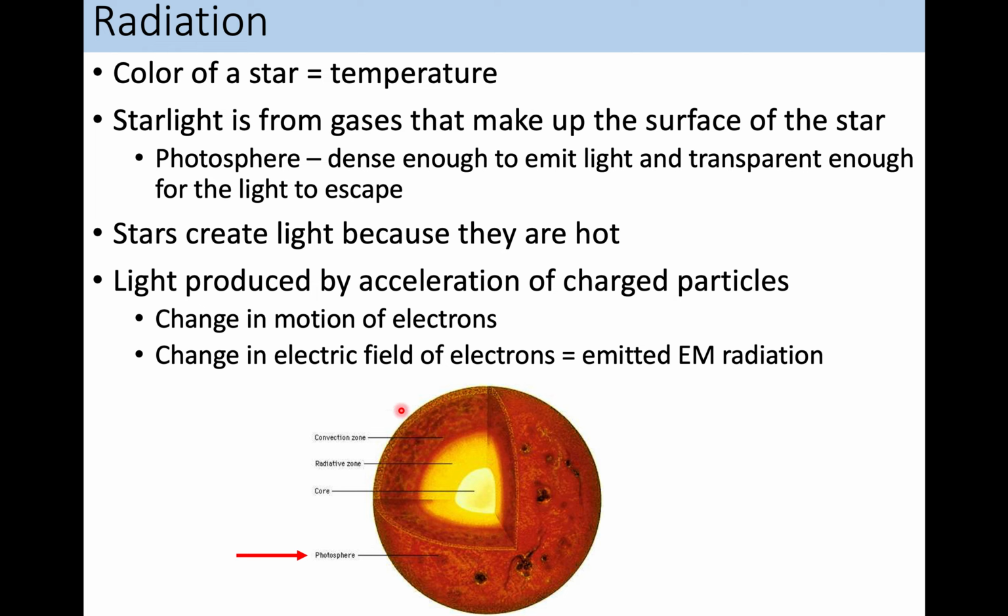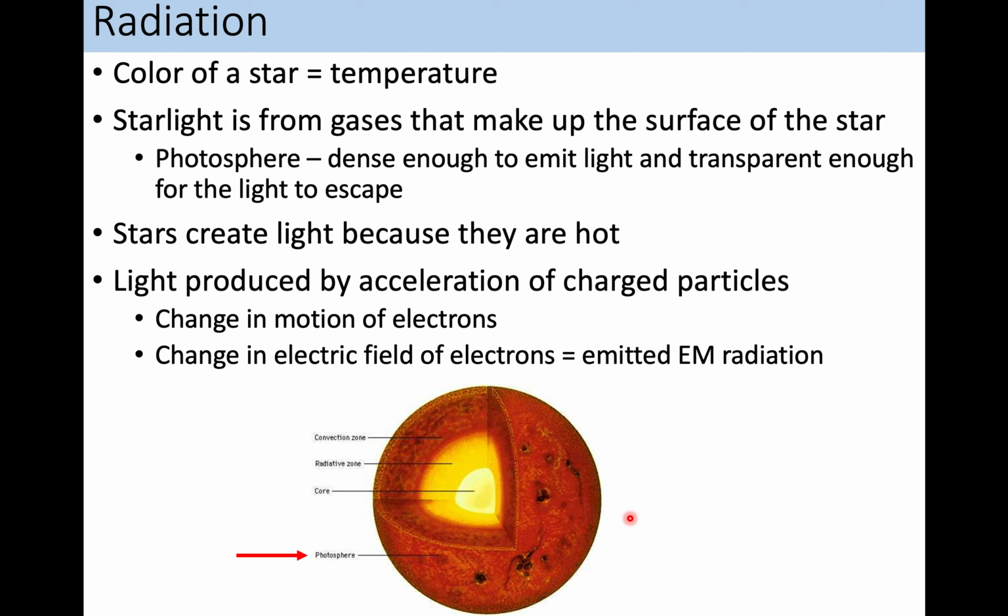We're going to get into this terminology and the inner workings of stars in the middle of this class, so you don't have to worry about that yet. Just remember that the photosphere is the outermost layer, and it is dense enough that it emits light so we can see it, but transparent enough that the light actually does escape. So we aren't actually seeing anything about the core of a star. We're just seeing the gases on the surface of the star.